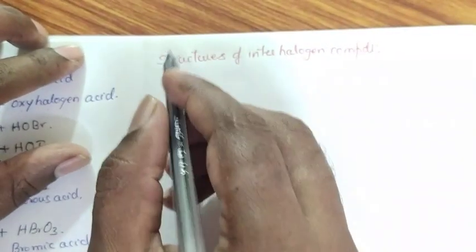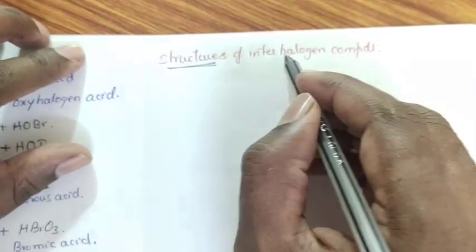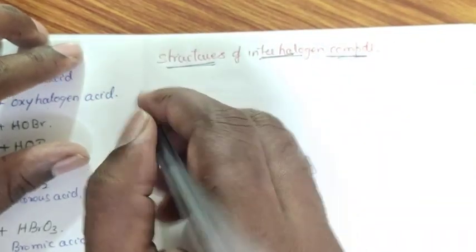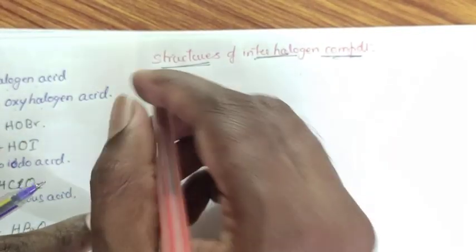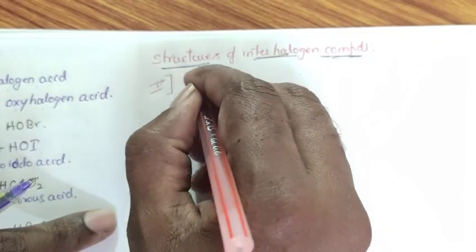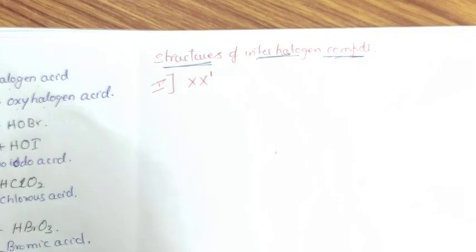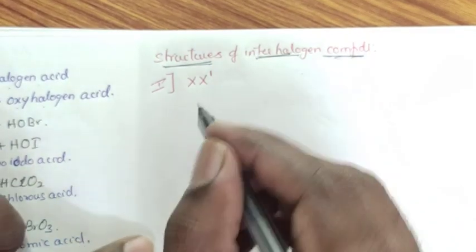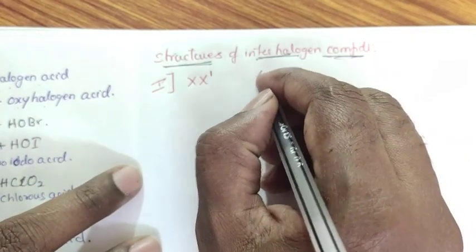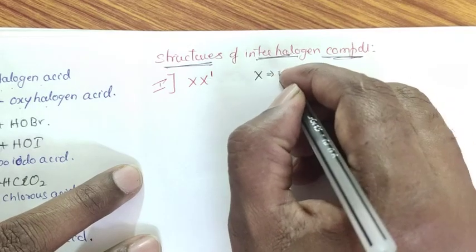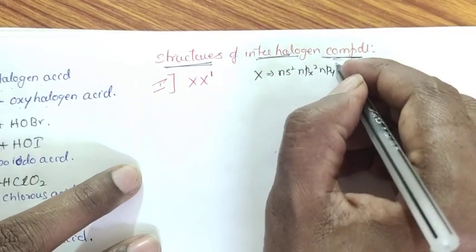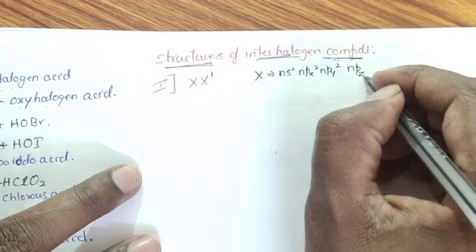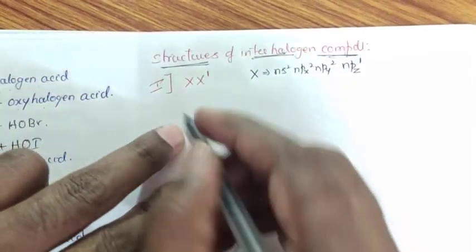Then coming to the next very important concept, that is structures of interhalogen compounds. In that, first one, XX dash type. We know that any atom of halogen contains 7 electrons. If you take any halogen atom, the outermost electronic configuration is ns2, npx2, npy2 and npz1. This is the outermost electronic configuration.